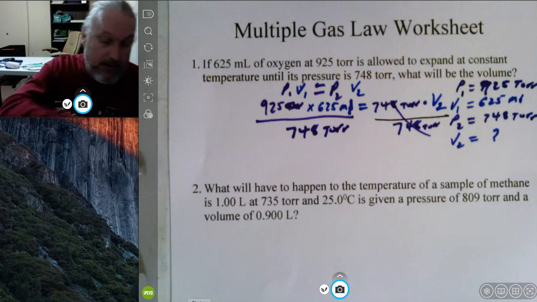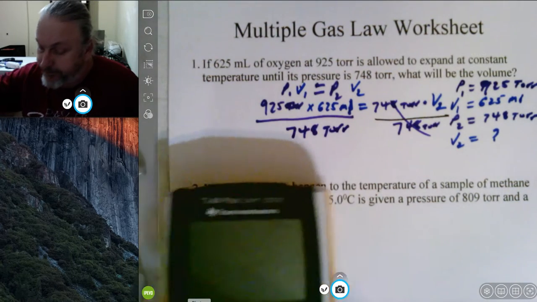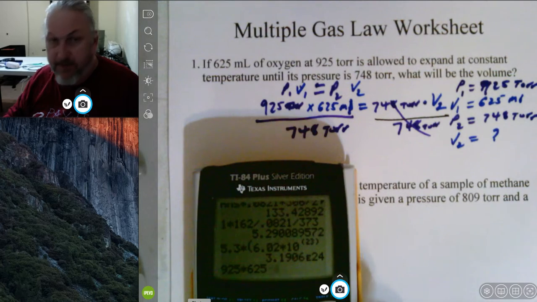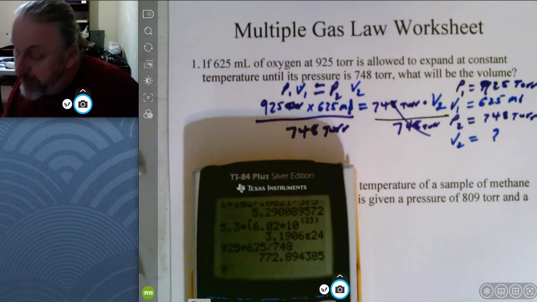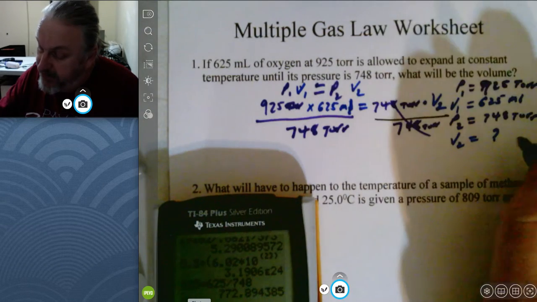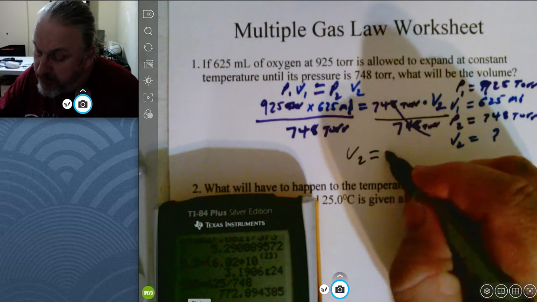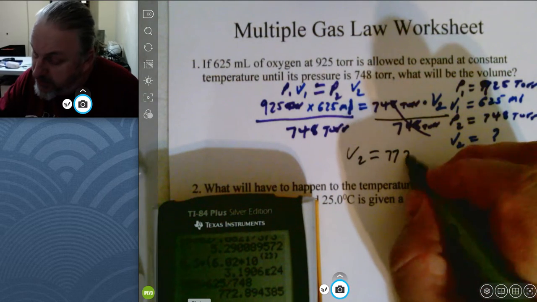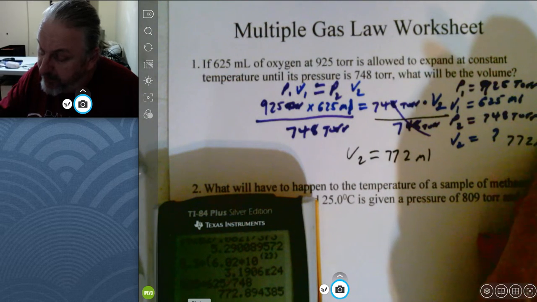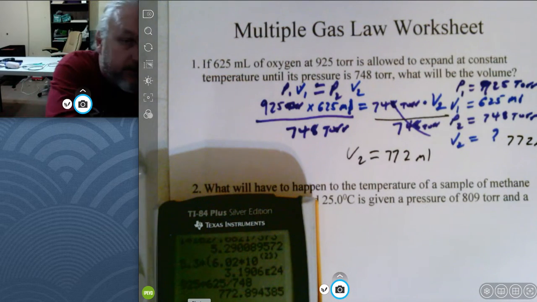Oops. Calculator. So 925 times 625 divided by 748. That gives me 772 milliliters. Let's see if that makes sense. V2 equals 772 milliliters. Here I can use my popsicle stick.